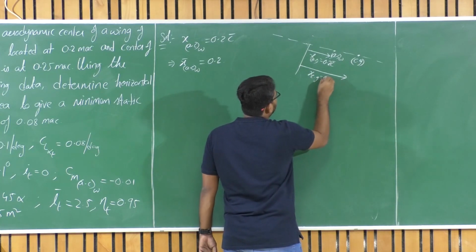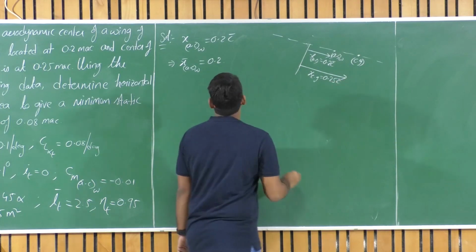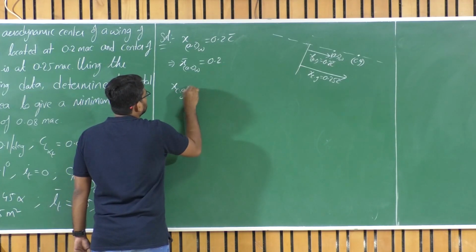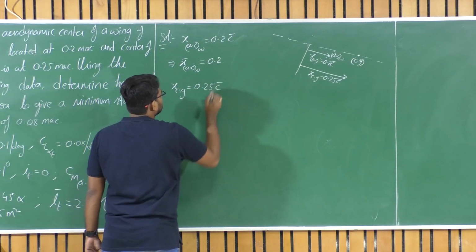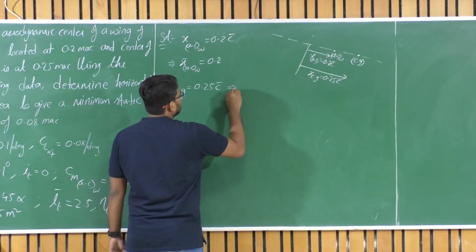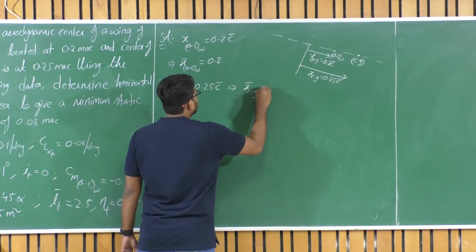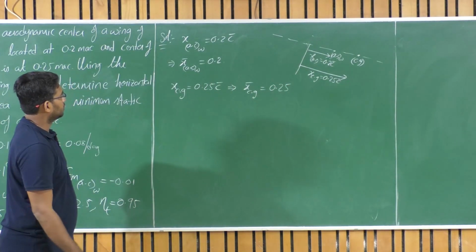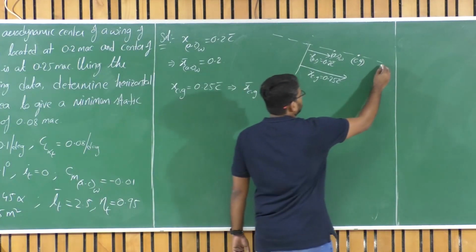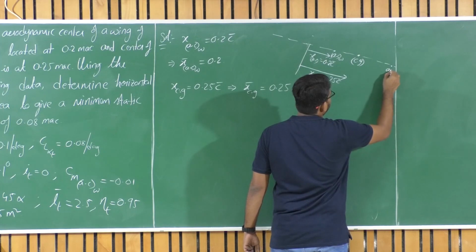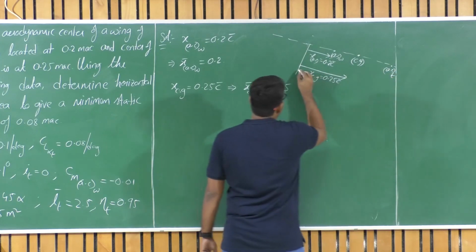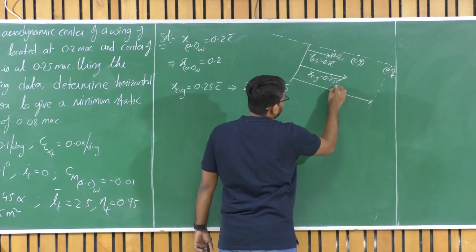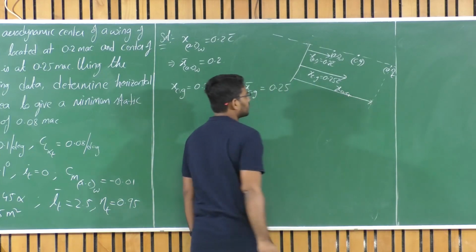X CG is 0.25 C bar. So x CG is given, X CG is 0.25 C bar, which implies x bar CG is 0.25. Okay, and then the length of the tail is also given. Let us say this is my AC of tail, and it is located at a distance X AC of tail, but this is not given straightforward.